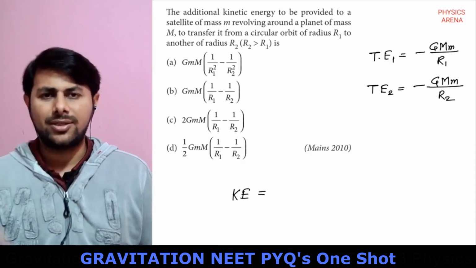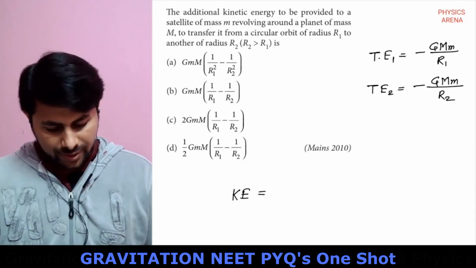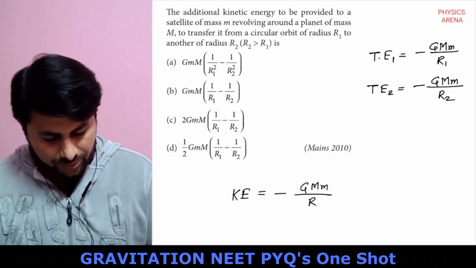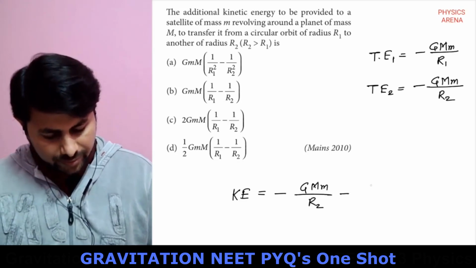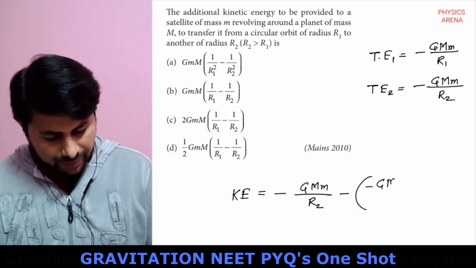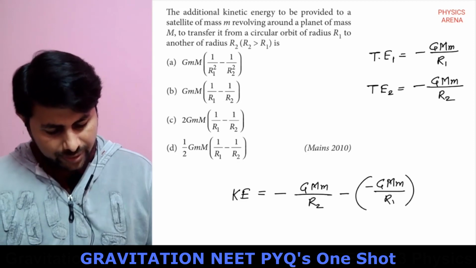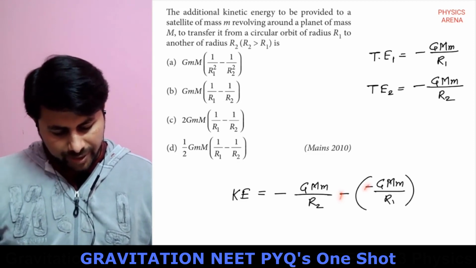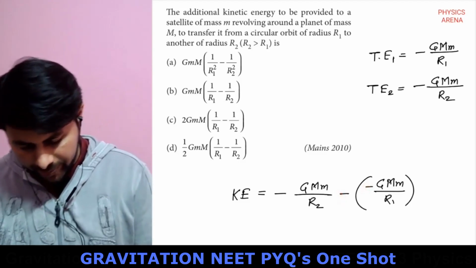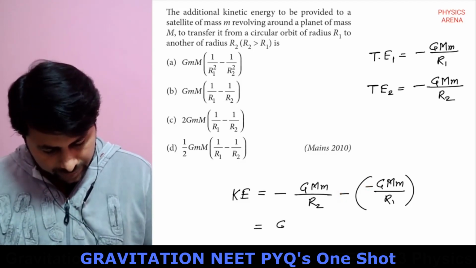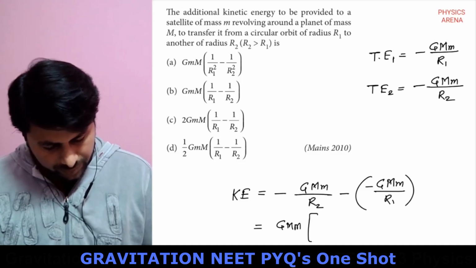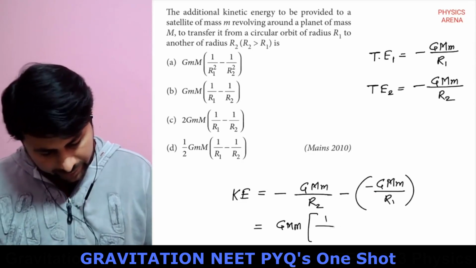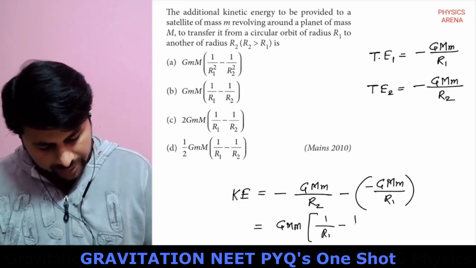It is final total energy minus initial total energy. So it is minus GMm upon r2, this is the final total energy, minus of minus GMm upon r1. So this minus, this thing becomes plus. So you can take GMm common, and this one becomes positive. So you can write it as 1 upon r1 minus 1 upon r2.